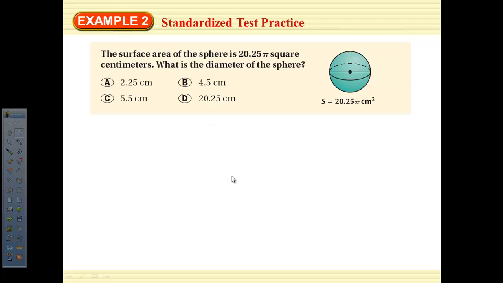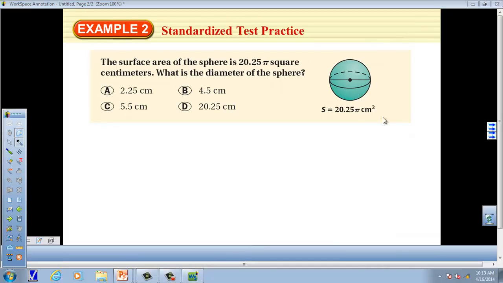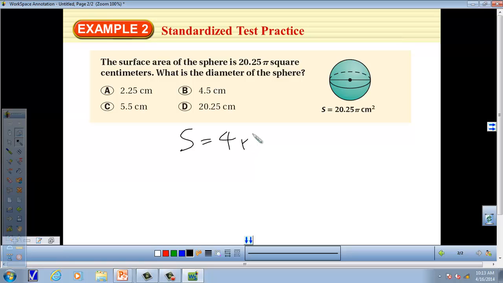Okay. Here's another one. This time they give us the surface area, and we're happy they gave it to us in terms of pi. We want to find the diameter. Now, our formula only gives us the radius, so when we're done, we have to remember to double it. 4 pi r squared. So here we're going to put 20.25 pi, and here we have 4 pi r squared.